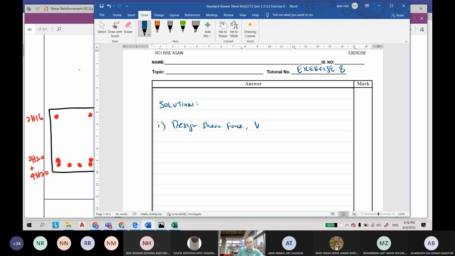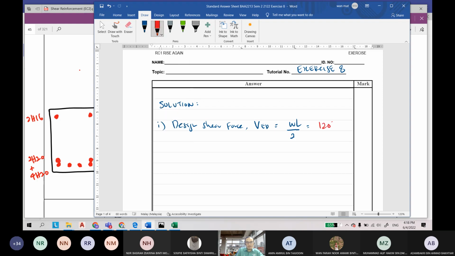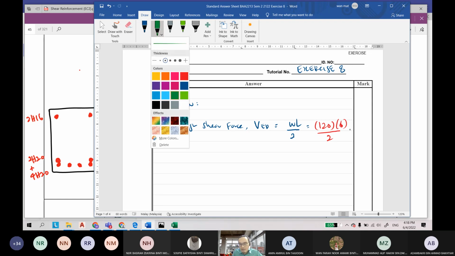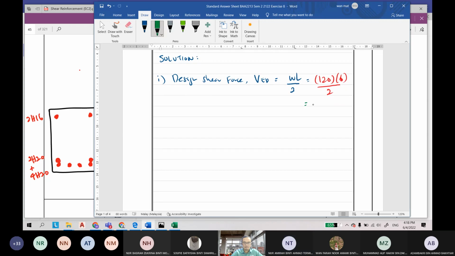VED is equal to WL over 2, equal to W, where W is 120, our L is 6, divided by 2. What is the answer now? Good, thank you. 360 kilonewton.